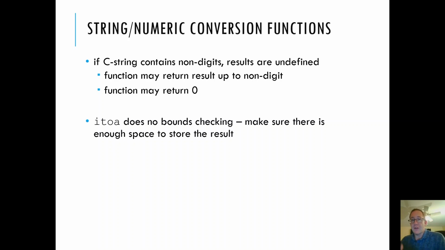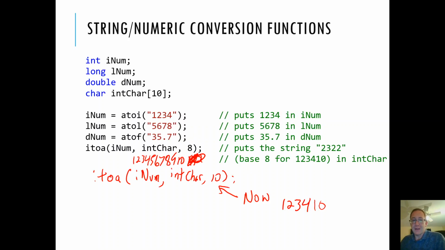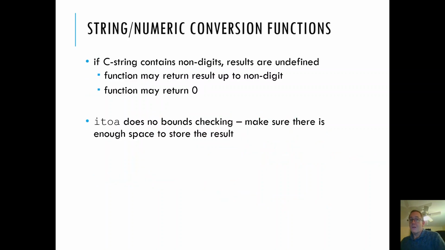For C strings to go the other way around, from A to I, it will take in a number and sometimes it'll stop when it gets to the first non-digit.